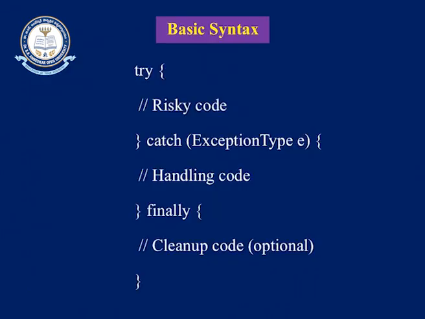So this is the syntax for try-catch. First we have to write the try. Under that try we write some code. After that we write the catch block. Under the catch block we have the exception type, where e is the object of the exception type class, and we handle the exception. Finally is optional, you can use it or not. It lets us execute the remaining code.